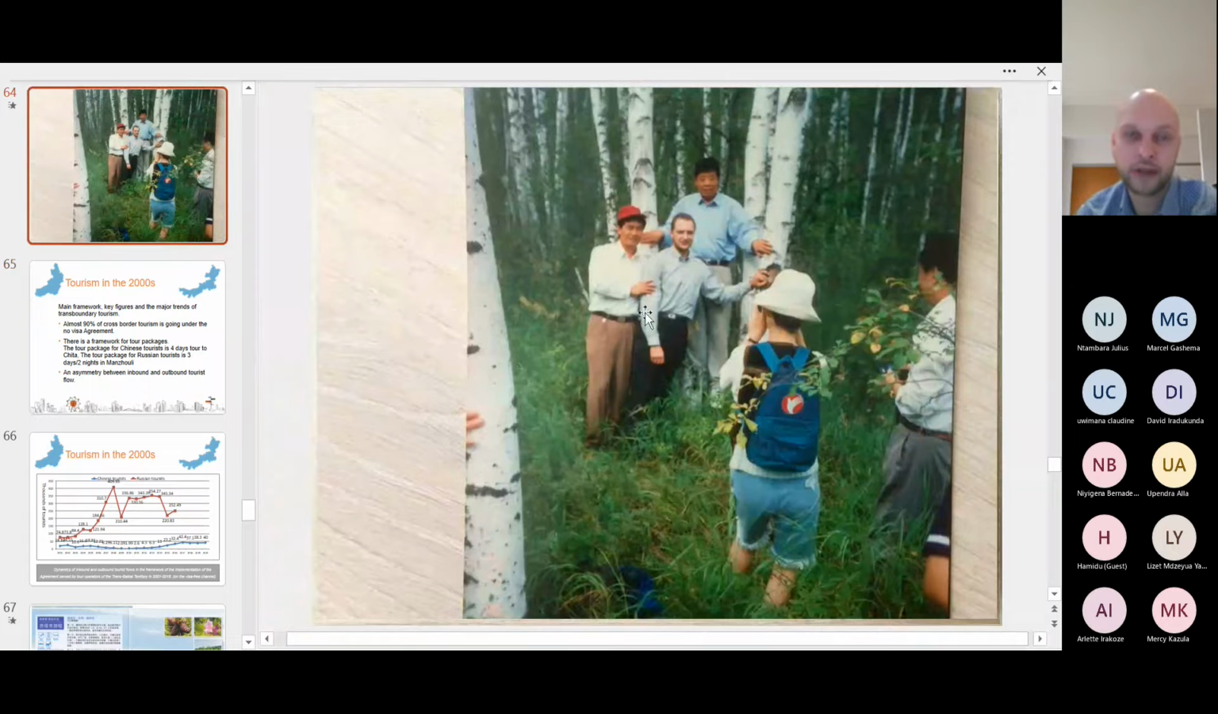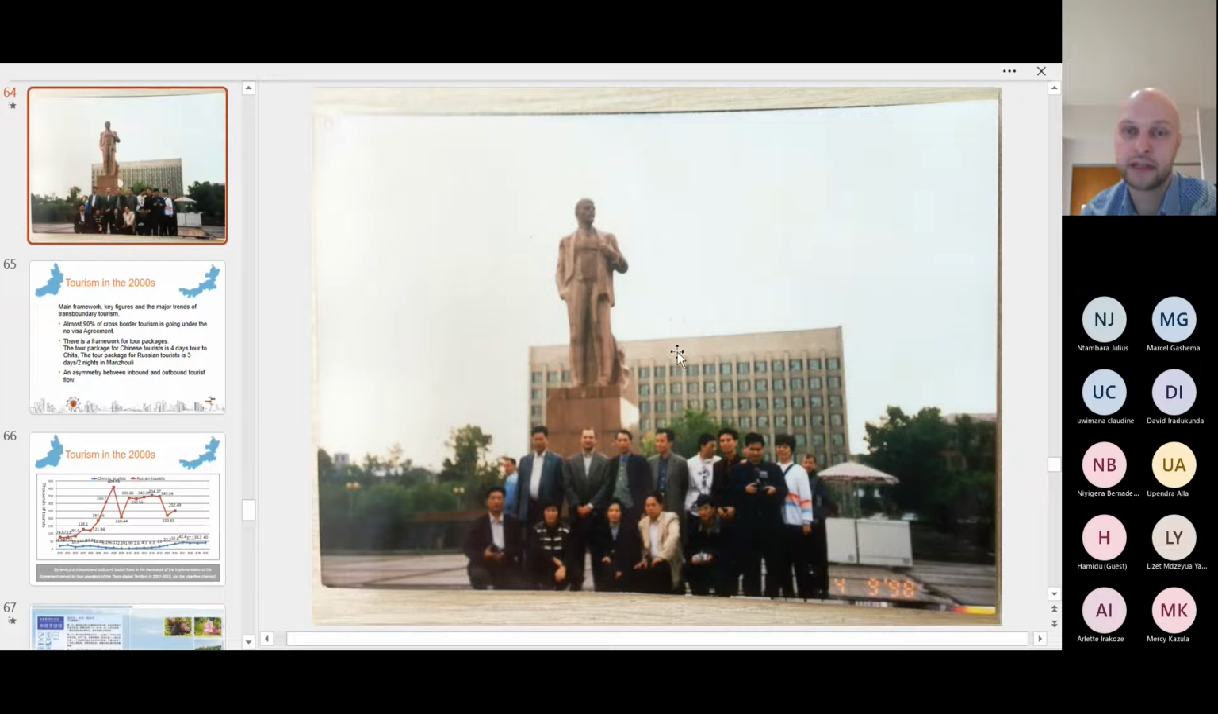So it was a first period of time when, let's say, other countries started opening borders to Chinese tourists, including Russia. So here you can see some pictures from that time. As you see, this picture was taken in September of 1998. You can see the city center, Lenin Square.